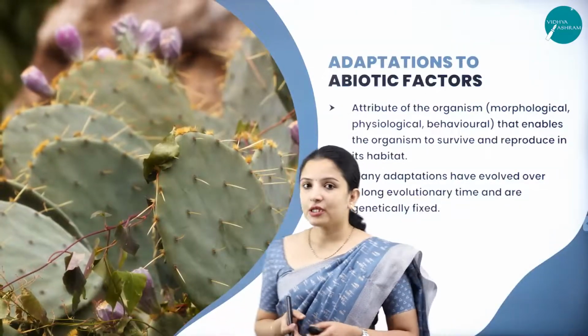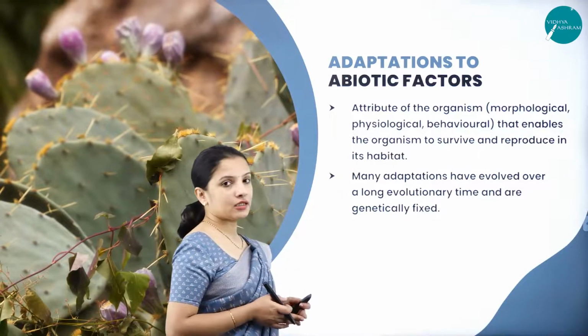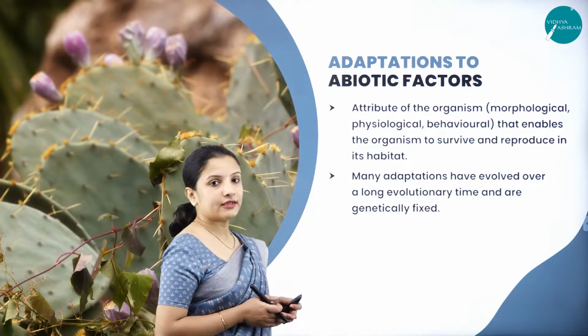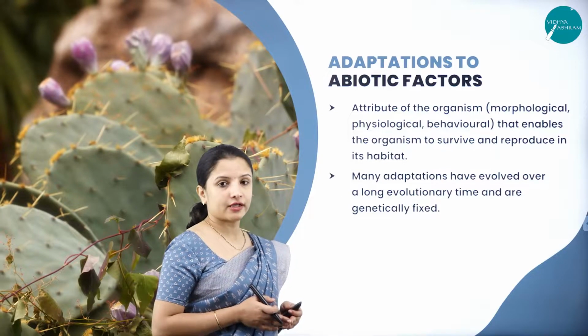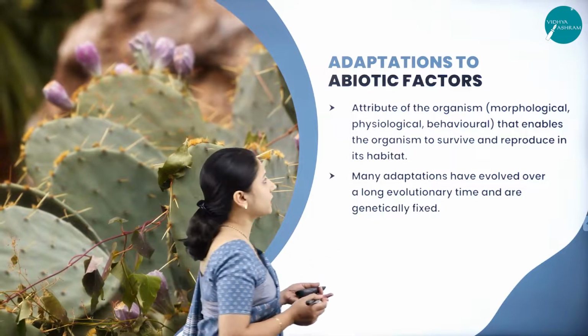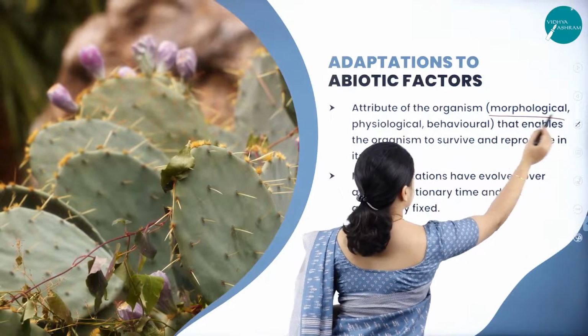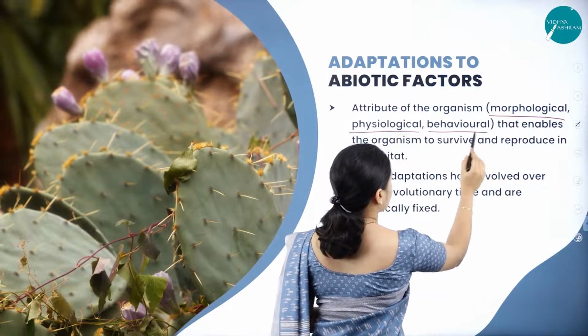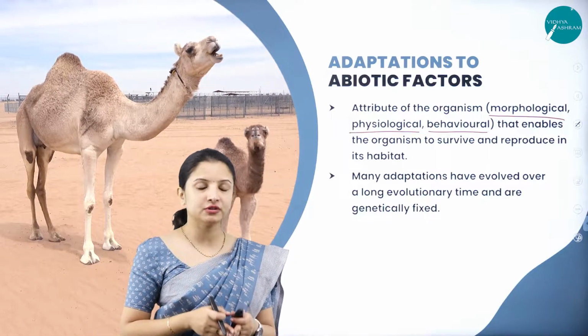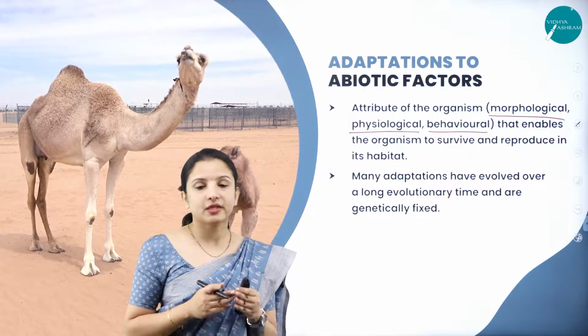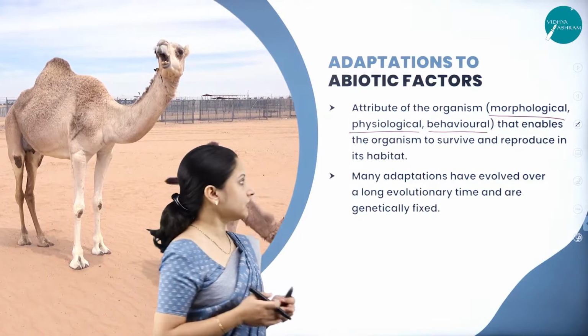In today's session, we shall study how different organisms adapt themselves to various abiotic stresses. So to begin with, we shall see the adaptations of organisms to various abiotic factors. An attribute or characteristic of the organism, be it morphological, physiological or behavioral, is the one that actually helps the organism to reproduce and to survive and adapt itself in different environmental conditions.